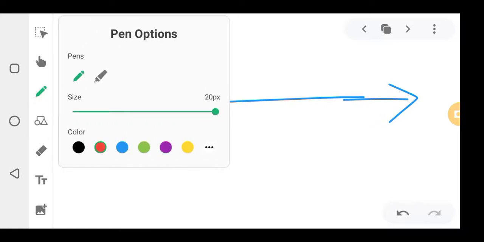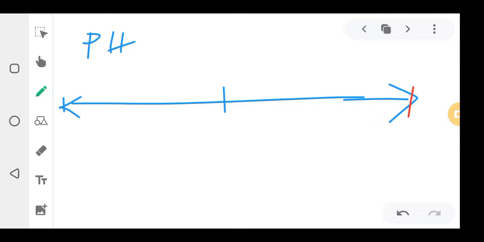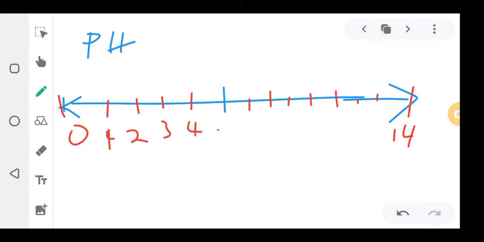Okay, this is like a pH scale. The pH scale is like this. It is from 0 to 14. So it has got numbers like this. These numbers keep on increasing, 0, 1, 2, 3, 4, 5, 6, until you reach 14.